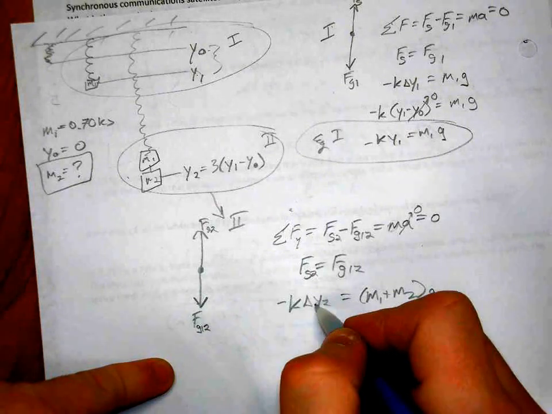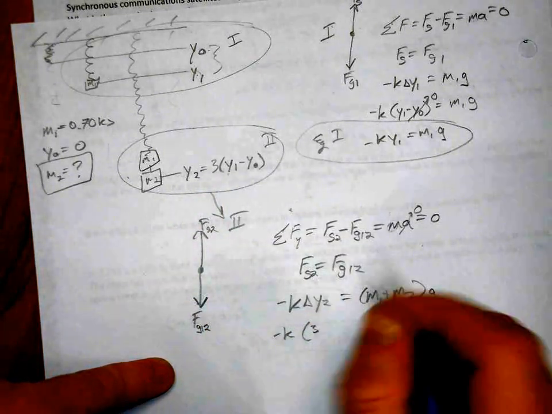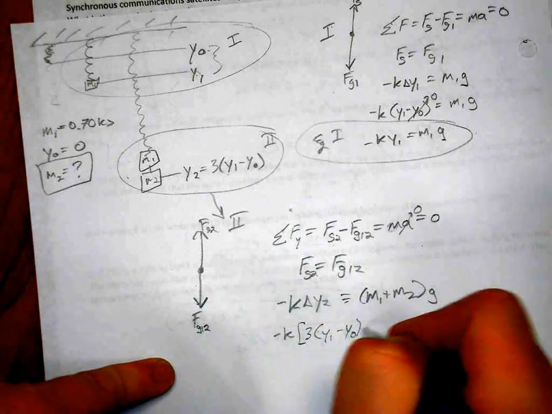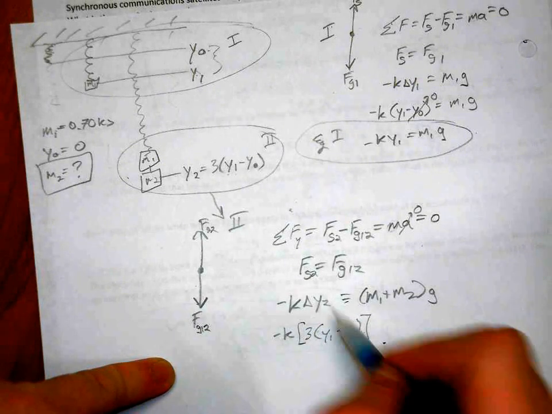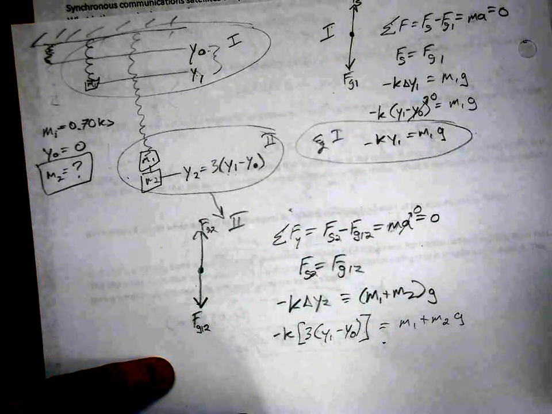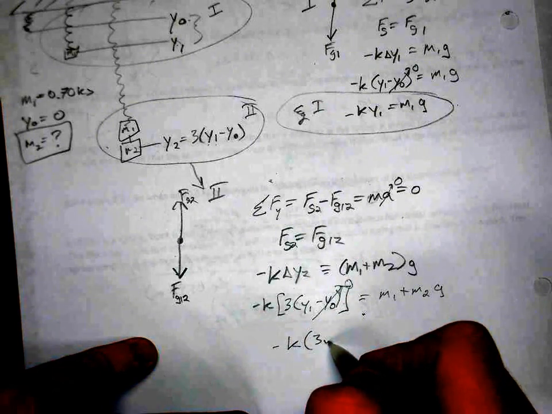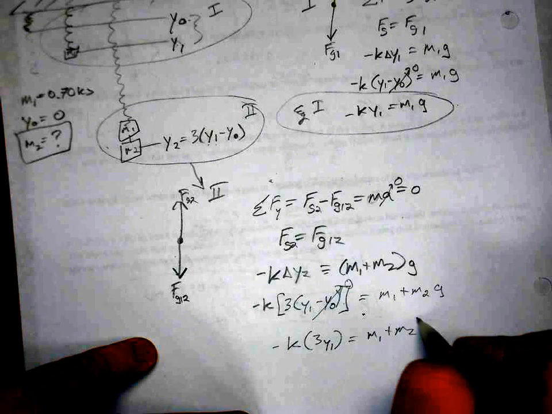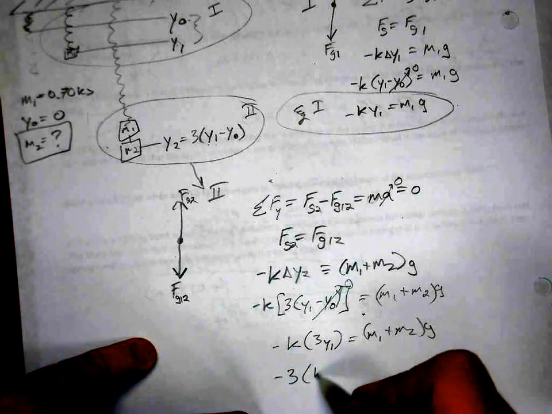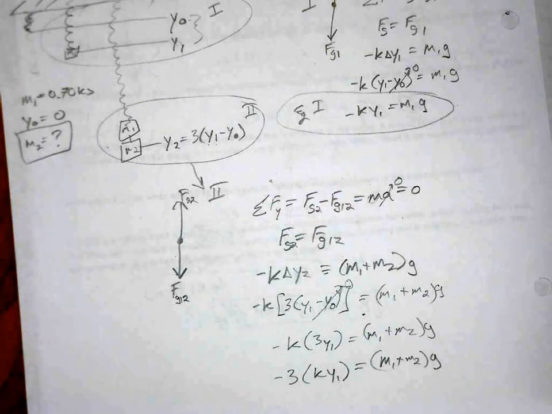So then, this distance, delta y2, is equal to 3 times y1 minus y0, because we defined that up here, 3 times the stretched length here, equals m1 plus m2 times g. We know y0 equals 0. We said that before. So negative k times 3y1 equals m1 plus m2 times g. Or negative 3 times k y1 equals m1 plus m2 times g. Now what do we do here?